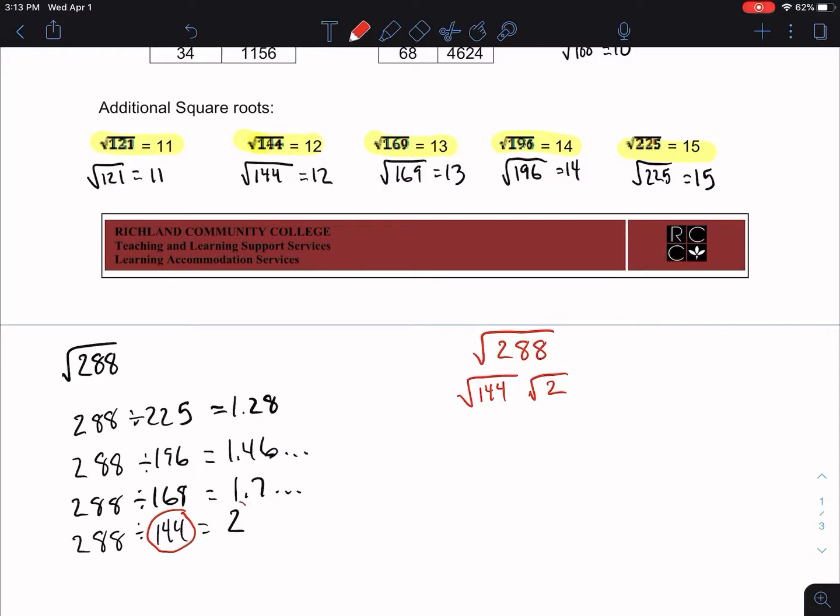Now, 144 happens to be a perfect square, right? That square root of 144 is one of the things we highlighted, and we know that that is equal to 12. So the next step here is to simplify that 144 into a 12. The radical 2 is not one of the numbers especially listed, so we're going to leave that as radical 2.